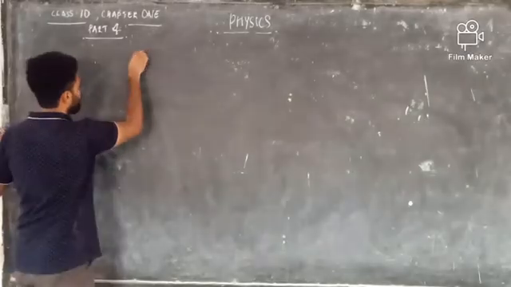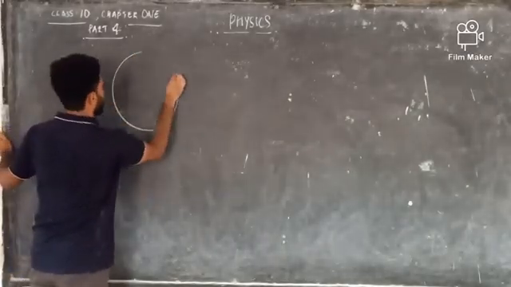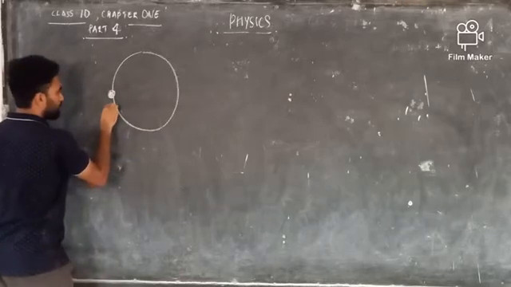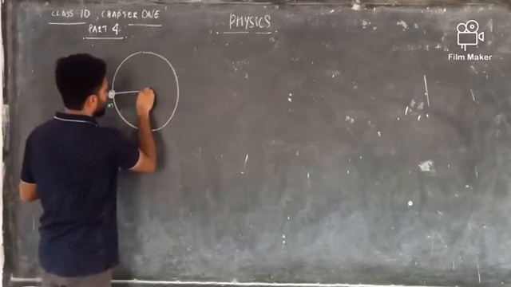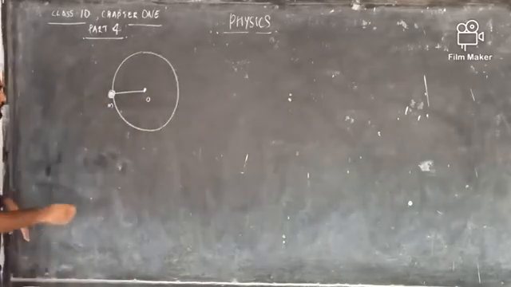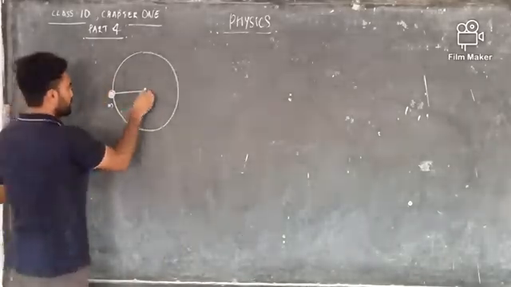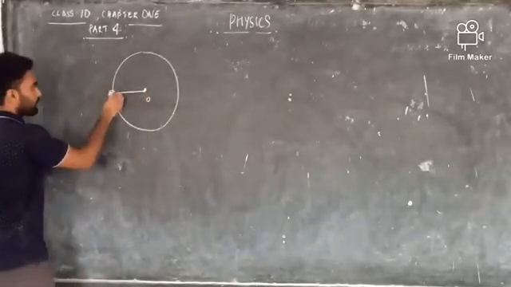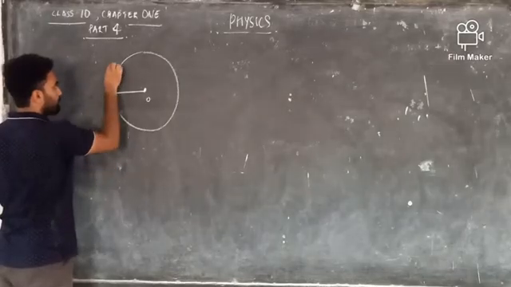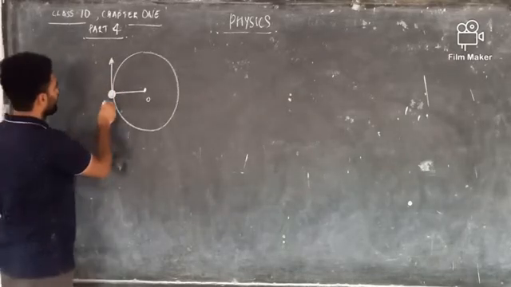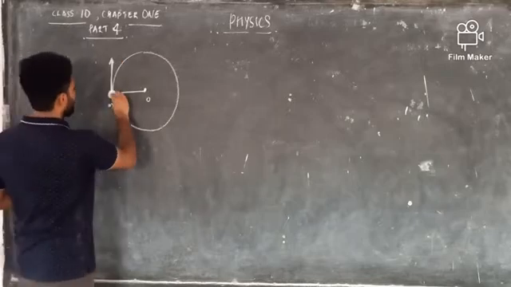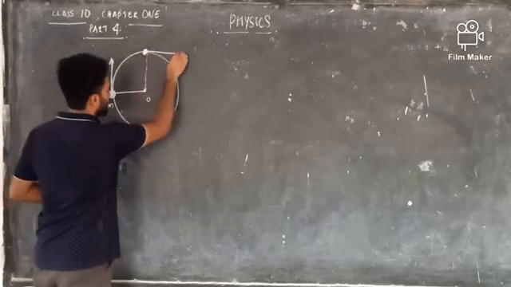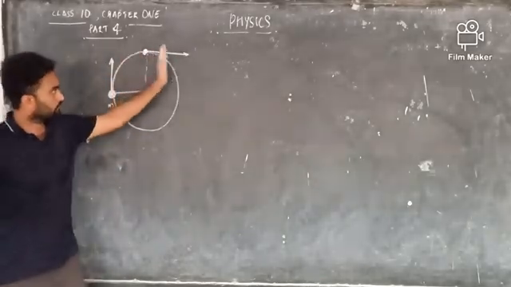If I draw that particular case, let's consider a stone of mass M. It is connected with a thread to a center, and using this we are rotating the stone, and it will make a circular motion around that particular point O. Here you can see the direction of the stone will be in this direction, which means the north direction. And after some time, it will reach this particular point, where the direction of the stone will be in the east direction.